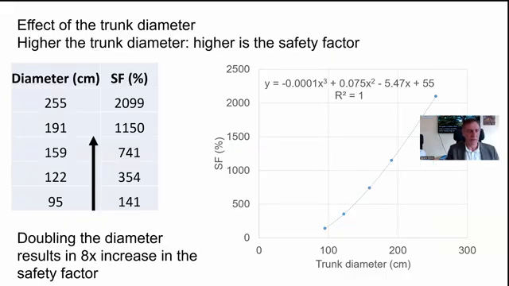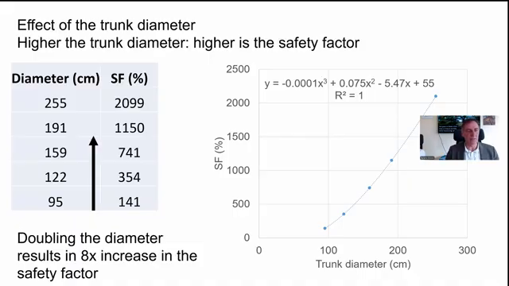Okay, trunk diameter. Again, I kept all the parameters. I changed only the diameter of the trunk and checked the safety factor.